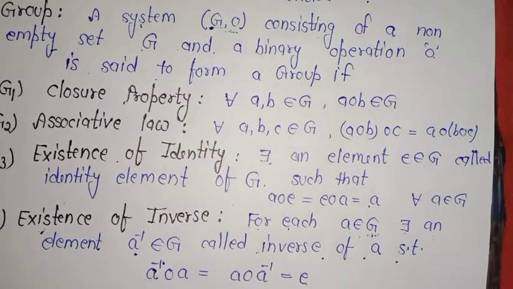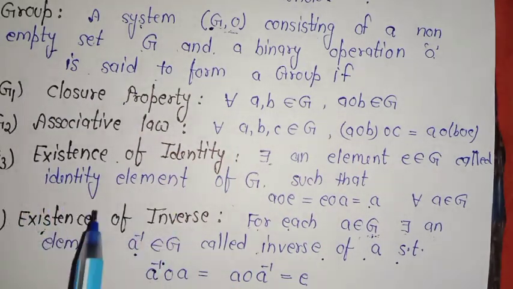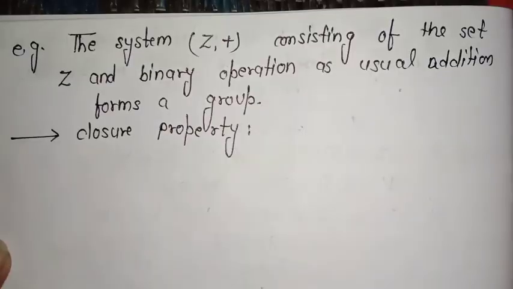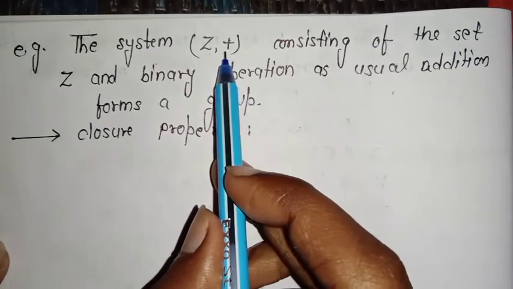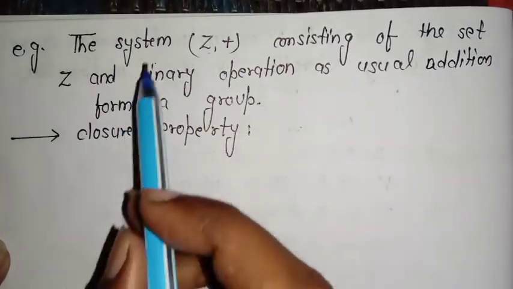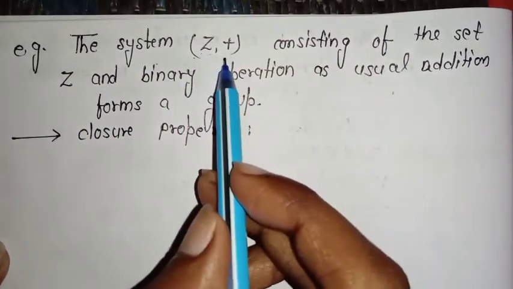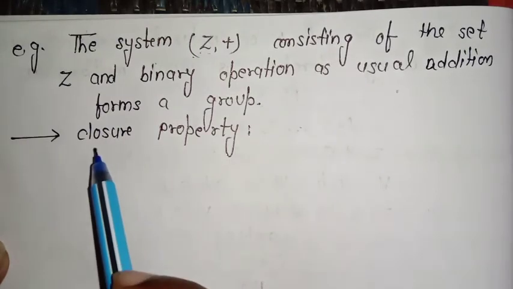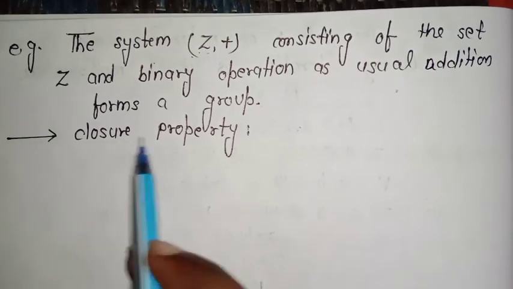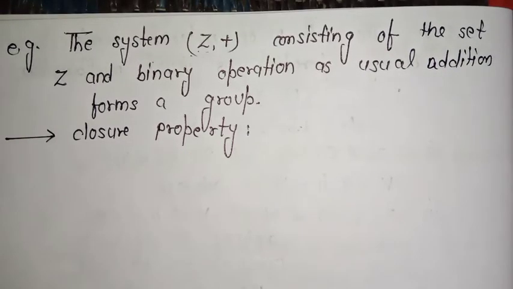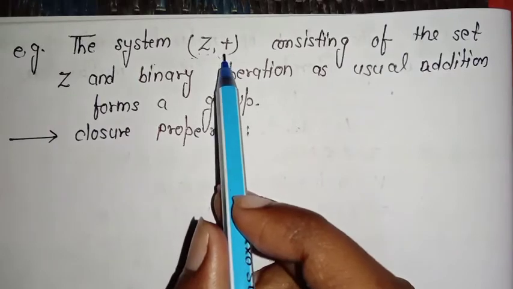Now I will take one example to show the definition and how to apply it on a given set with a given binary operation. Our example is the system (Z, +), that is the set of integers with usual addition as the binary operation, which always forms a group. In order for this system to form a group, firstly we have to check all the four properties, that is closure property, associative law, existence of identity, and existence of inverse. So firstly we check whether the closure property is satisfied or not. Since this is the binary operation and this is usual addition, we all know that the sum of two integers is again an integer.